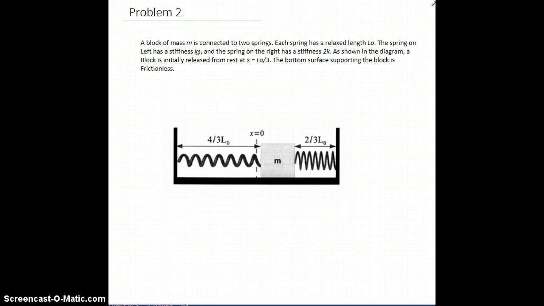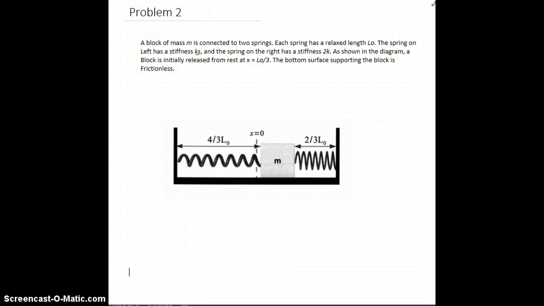In this video, I will be discussing how to solve a problem from our first exam. The problem that gave me the most trouble on midterm 1 was problem number 2 that dealt with the springs. The problem states, a block of mass m is connected to two springs. Each spring has a relaxed length L0. The spring on the left has a stiffness Ks and the spring on the right has a stiffness 2Ks.